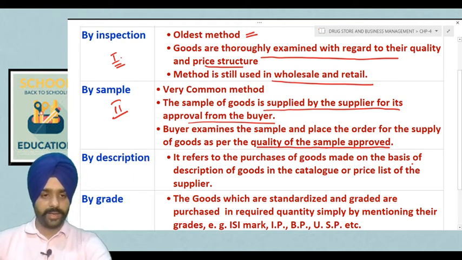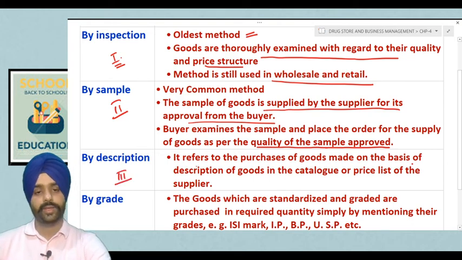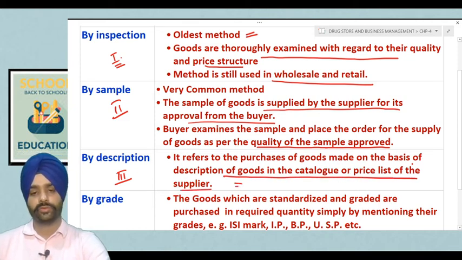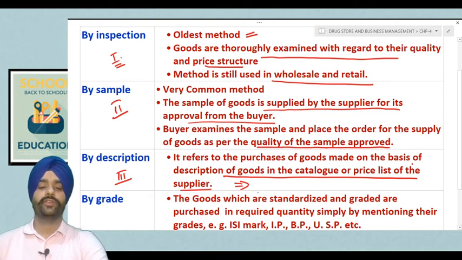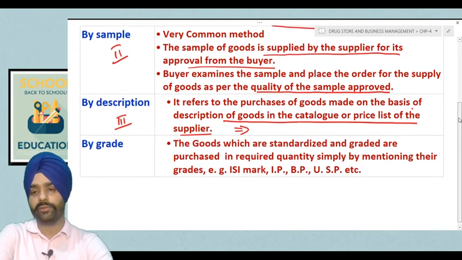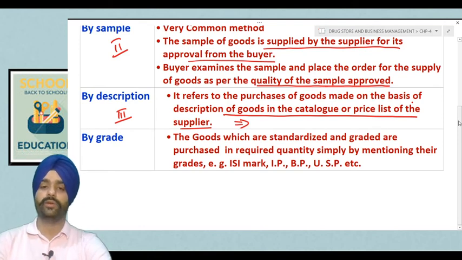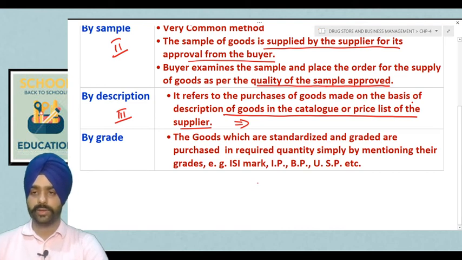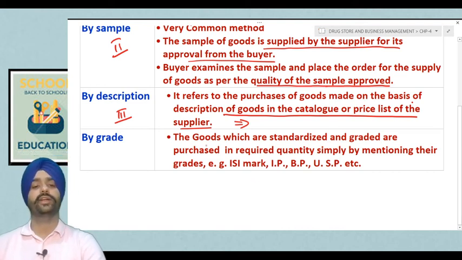Now, the third one is by description. It refers to purchases of goods made on the basis of description of goods in the catalog or price list of the supplier. Such a method of purchasing is only applicable if the vendor has very high standards of quality production and a very good goodwill in the market. So we can also ask for the goods just by seeing the description.